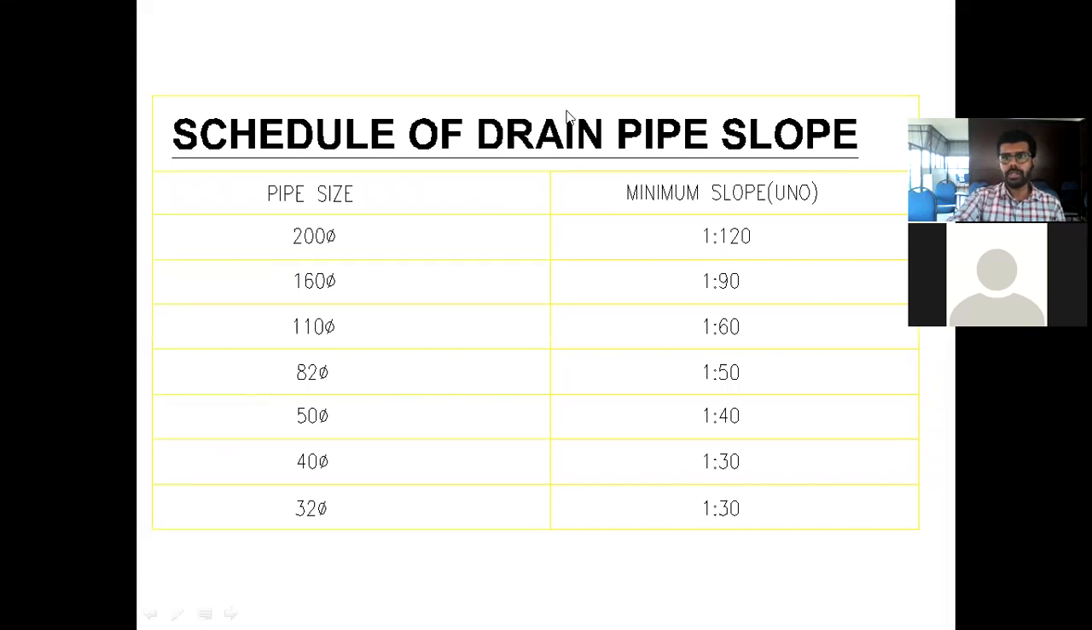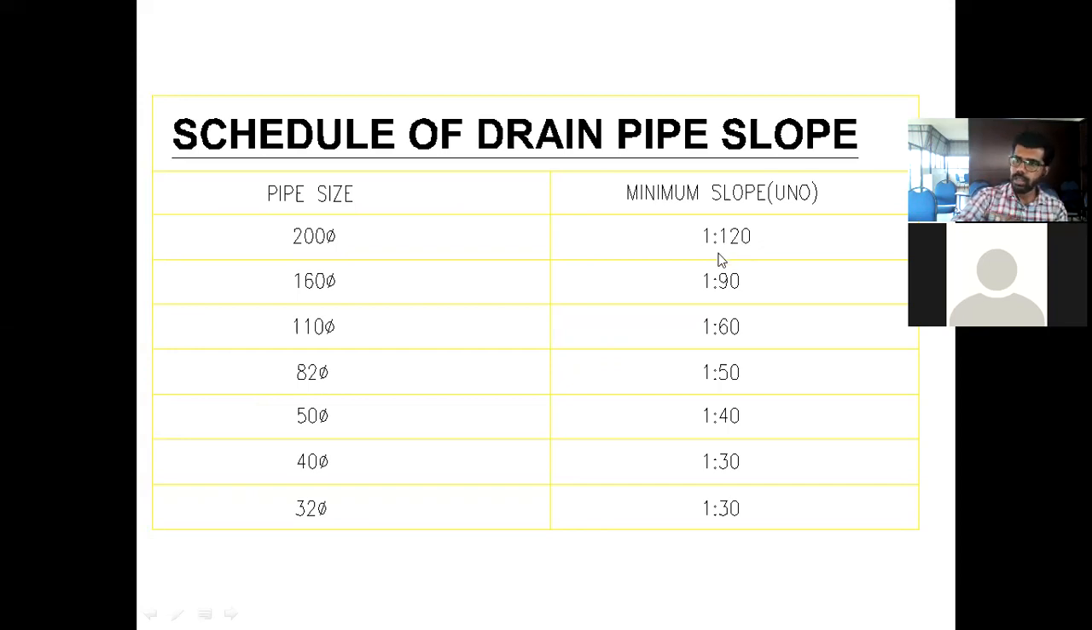Now the slope, we have talked about the slope. So I have mainly said that the slope depends upon the diameter of the pipe. Okay. So these are the different diameters: 200, 160, 110, 80, 250. It goes like that. So the pipe dimensions or diameters differ, and according to that, the slope also differs. 1:120. So 1:120 means, for example, if the length is 120 meter, the slope will be 1 meter. So if the length is 120 centimeter, the slope will be 1 centimeter.